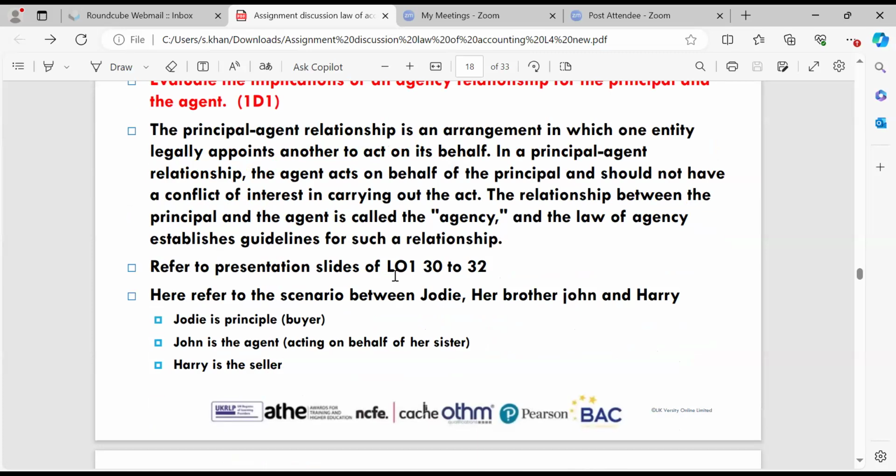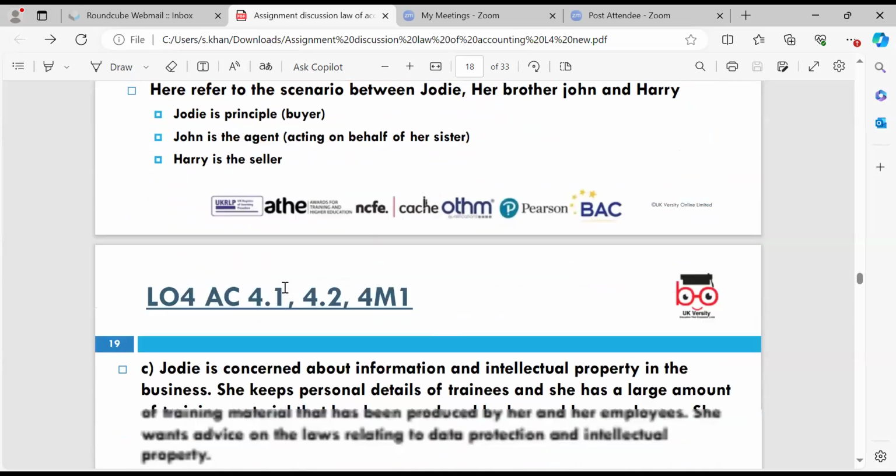When you're looking at each part of part B, you need to be referring to Jodie and her scenario. So it would be her brother and John, but you need to be writing around the law as well. Jodie is the principal buyer, John is the agent acting on behalf of her sister, and then Harry is the seller. You need to be referring to that for part B, okay?